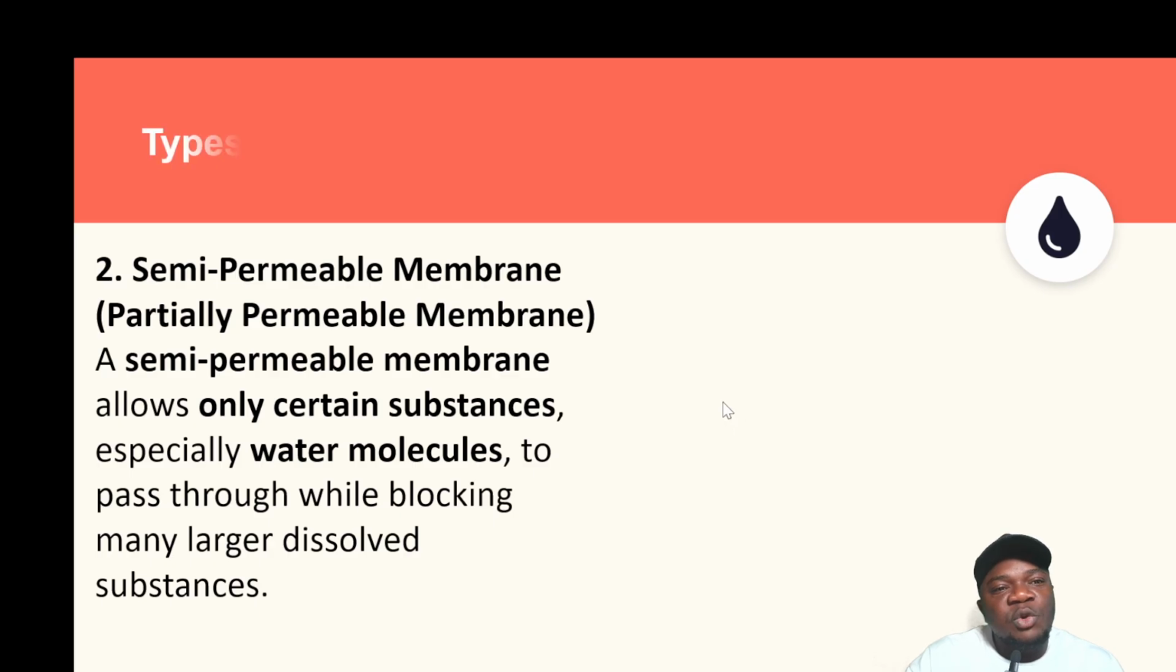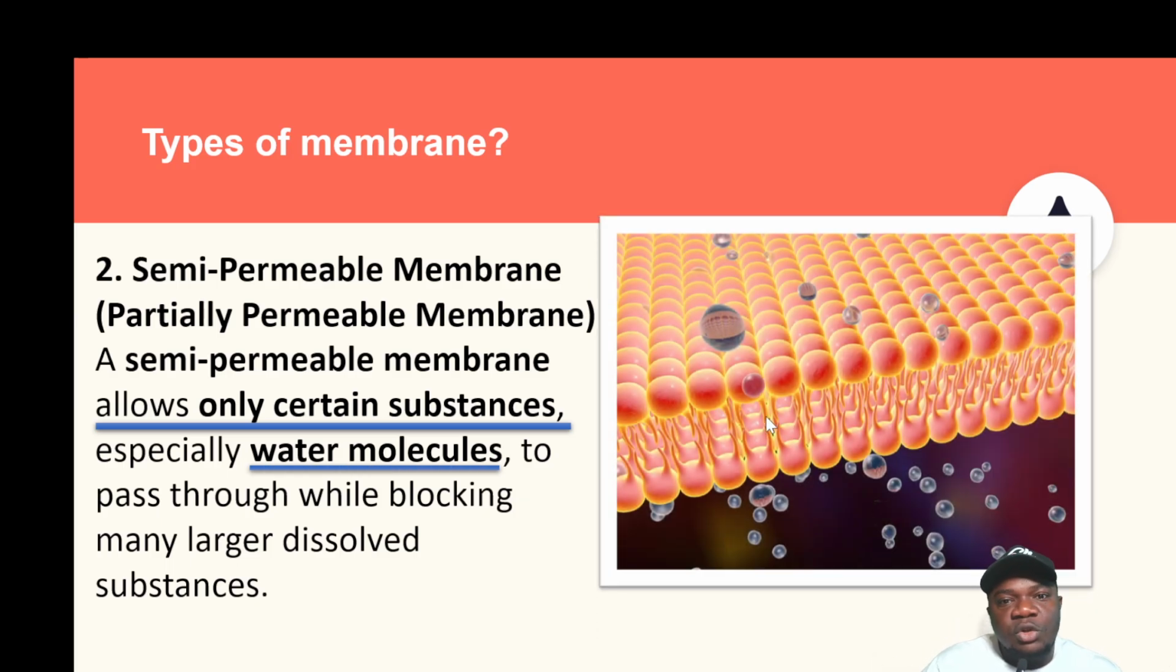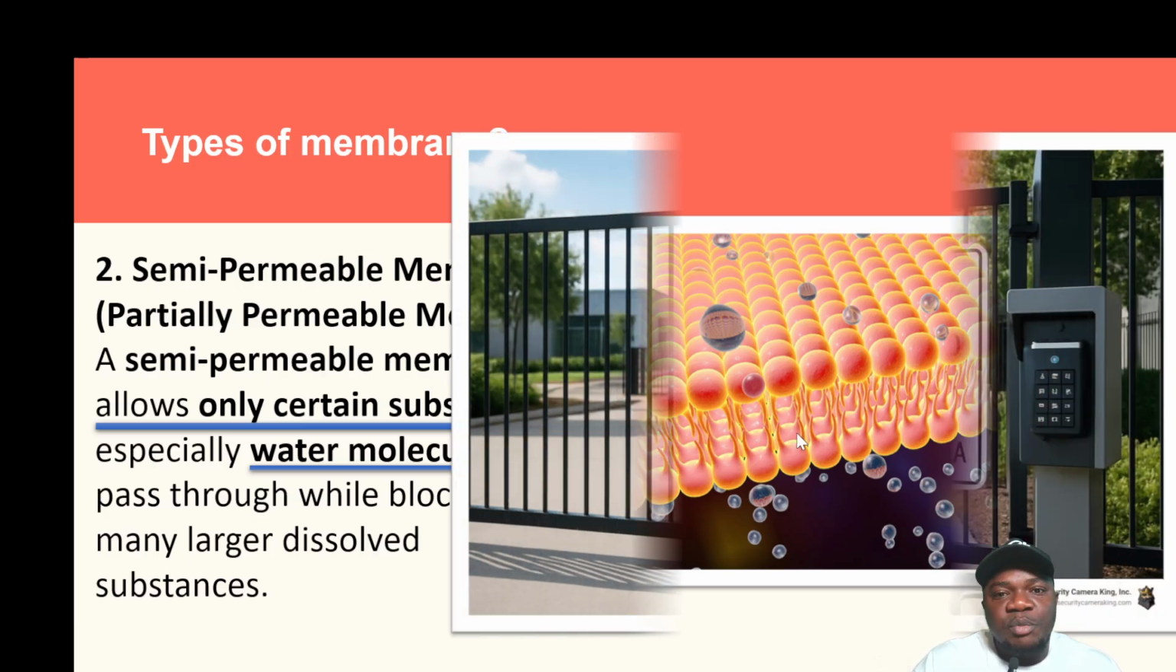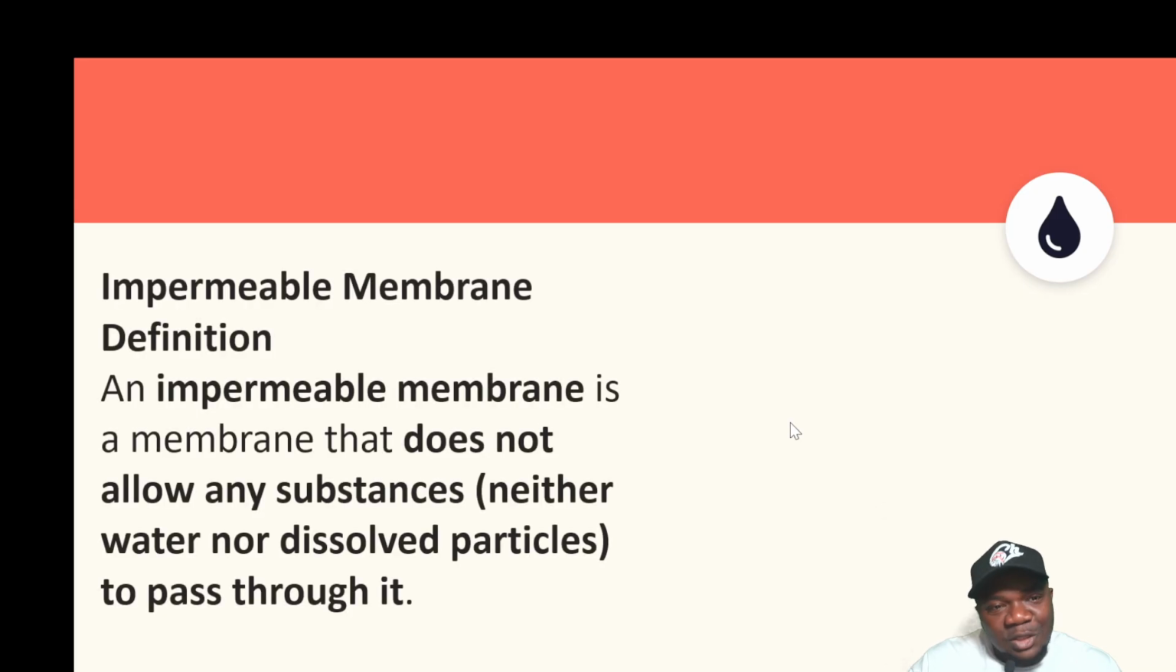The other type of membrane is the semi-permeable, or partially permeable, membrane, which allows only certain substances, especially water molecules, to pass through it, while blocking other larger substances. For example, your cell membrane allows some substances and prevents other larger substances from passing through. It's like a gate that allows only authorized personnel to pass, while unauthorized people have no access. That's just an analogy to understand.